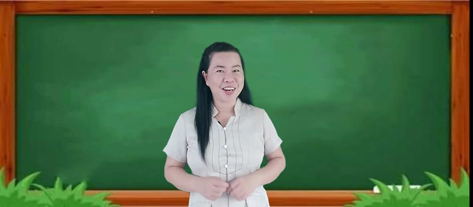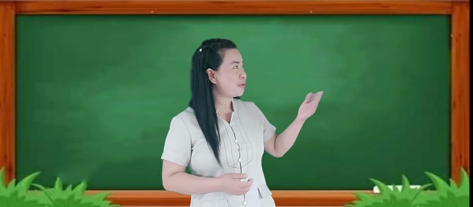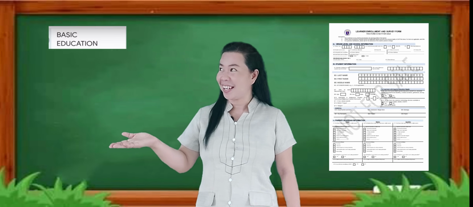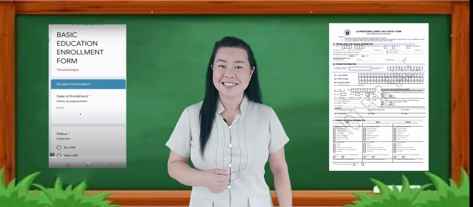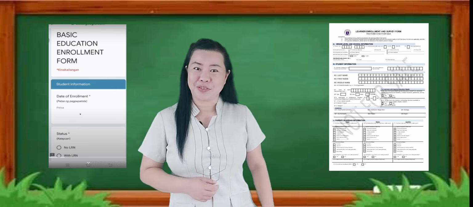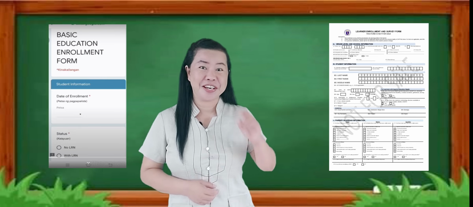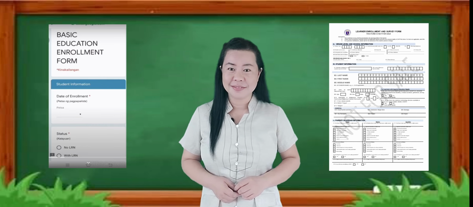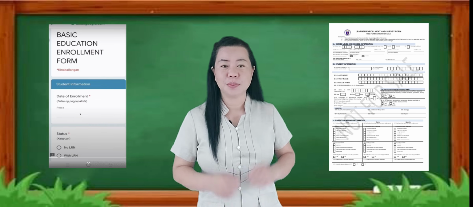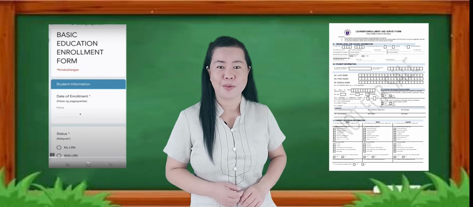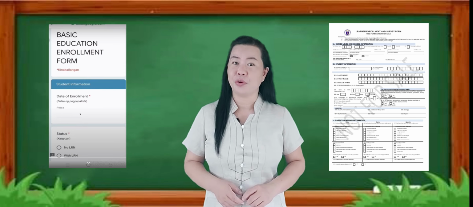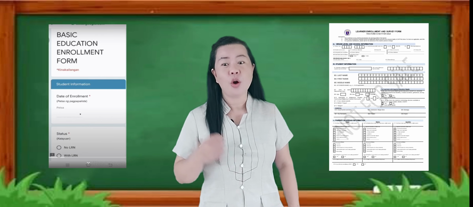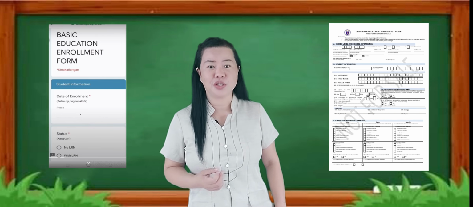Awesome! Let's start then. Do you remember this? Yes? How about this? What are these for? You're right. They were given to you for your enrollment. These forms were filled out with needed information about you by your parents or guardians and were submitted online or through a drop box located at your school.